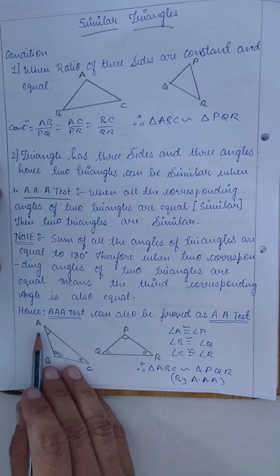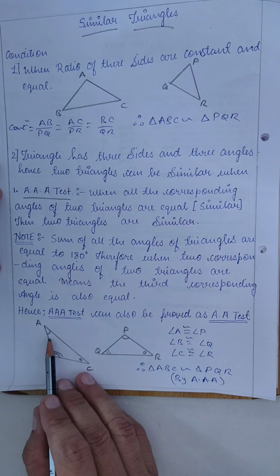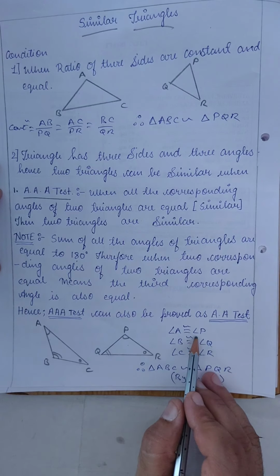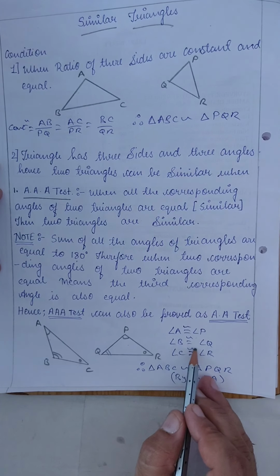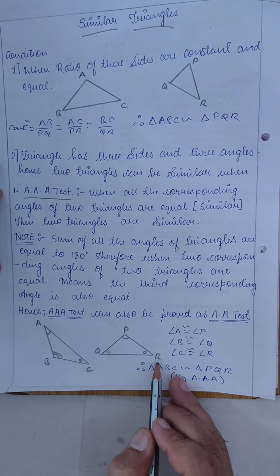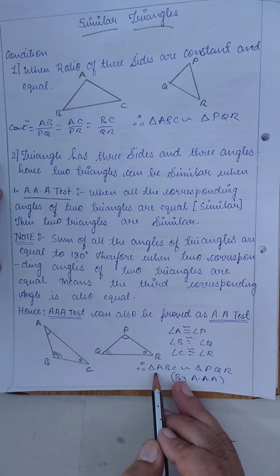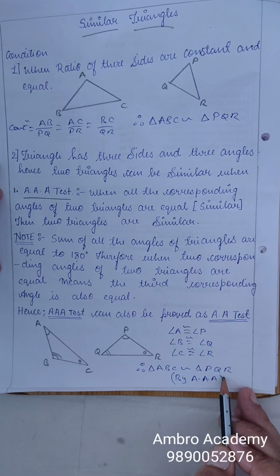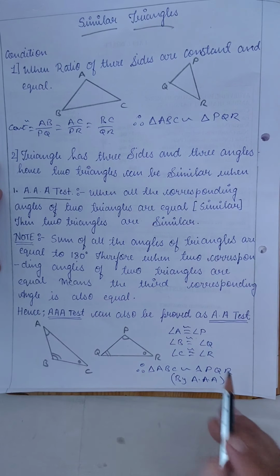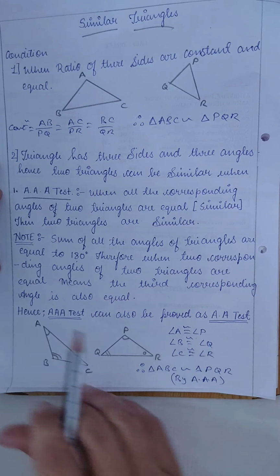So here we have triangle ABC and PQR. We say angle A is equal to angle P, angle B is equal to angle Q, angle C is equal to angle R. That means we can say triangle ABC is similar to triangle PQR by the AAA test. We can say AAA test or AA test. Please note that. Next part.